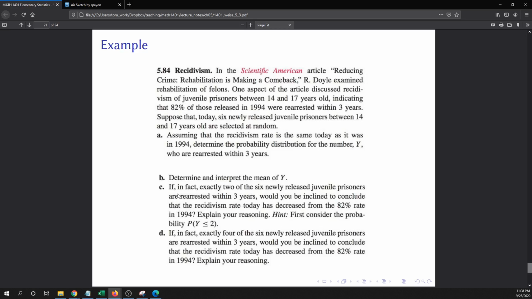All right, so next in part C, it says, if in fact exactly 2 of the 6 newly released juvenile prisoners are rearrested within 3 years, would you be inclined to conclude that the recidivism rate today has decreased from 82% in 94? Explain your reasoning. It says, hint, first consider the probability that y is less than or equal to 2. All right, so let's do that. We want the probability that y is less than or equal to 2.